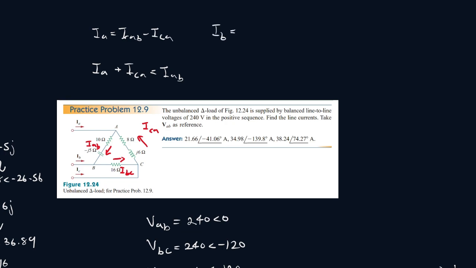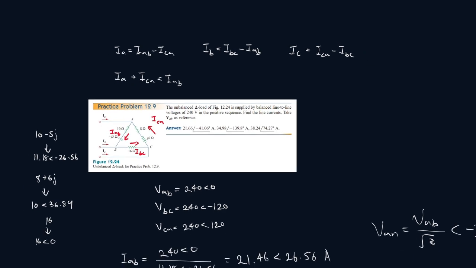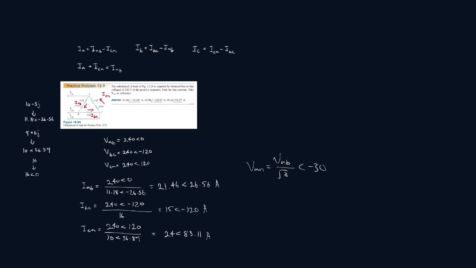IB will be equal to, so IAB is entering it, so it's going to be IBC minus IAB, if I'm not mistaken. And then IC will be ICA minus IBC. Okay, I think that's right. Alright, so we pretty much just plug these in.